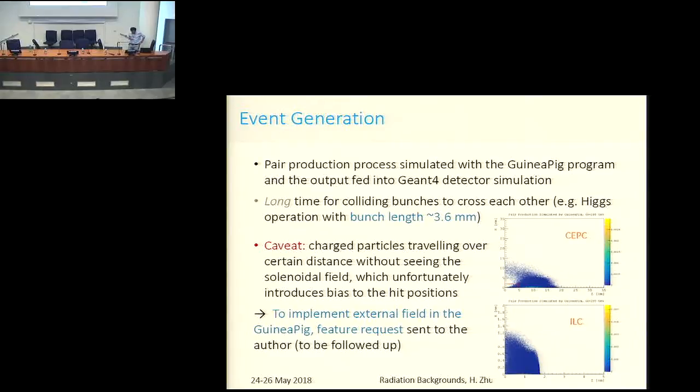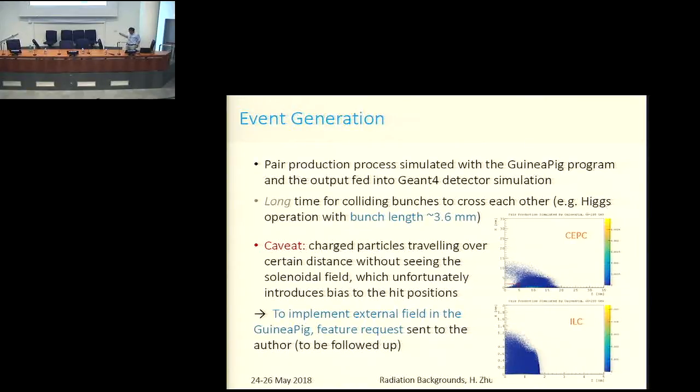There's a caveat, or feature, that we saw recently; we should have spotted this issue a long time ago. In our case, the bunch size is much longer in the z direction, so that means a long time for the colliding bunches to cross each other. For example, for the Higgs operation, the bunch length is about 3.6 millimeters. Now, because in Guinea-Pig there is no external field, our produced charged particles are going to travel a certain distance without seeing the solenoid field.